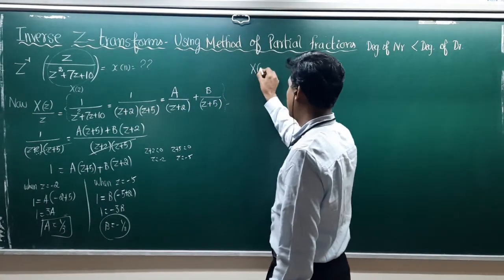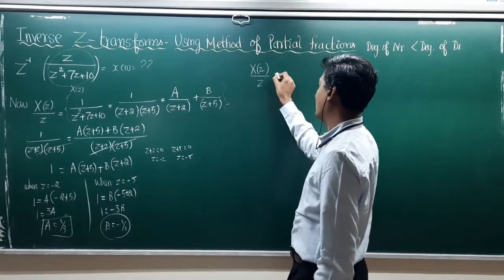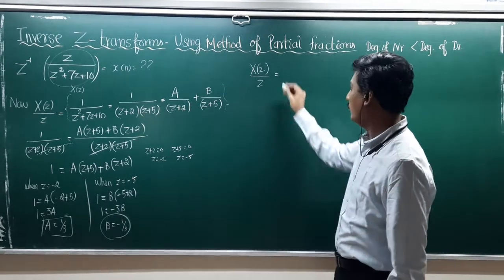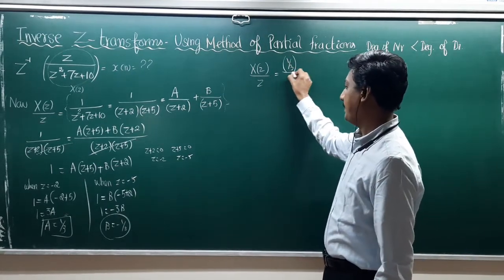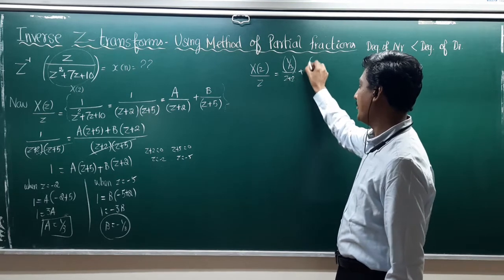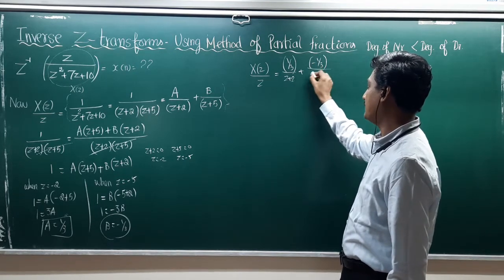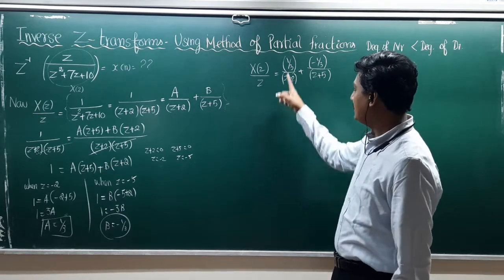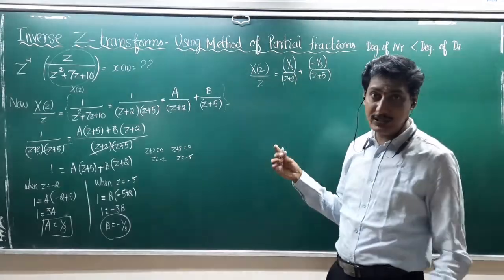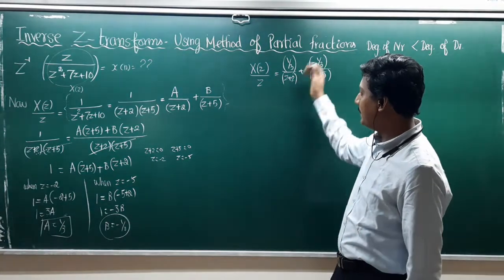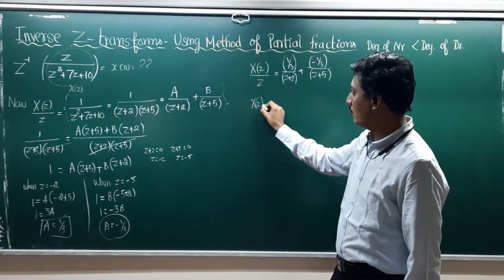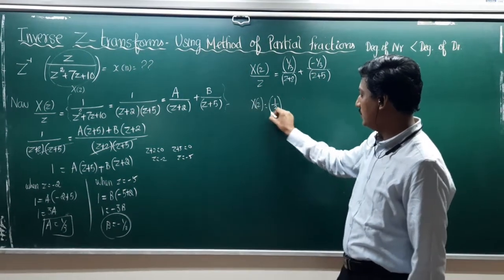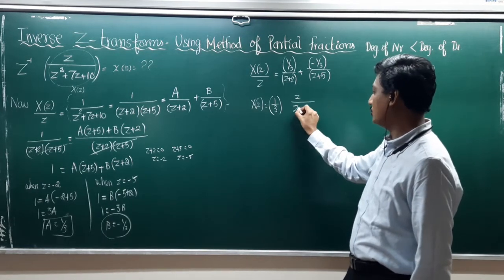So X of z by z is equal to, what is it? A equal to 1 by 3, so 1 by 3 into 1 by z plus 2, plus minus 1 by 3 into 1 by z plus 1. Is it clear? Now, this 1 by 3 and minus 1 by 3 is a common constant. Let's take it outside and send the z cross multiplying to the other side. So 1 by 3 is taken outside. The balance is z by z plus 2.